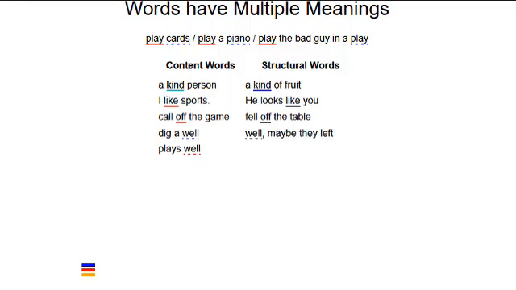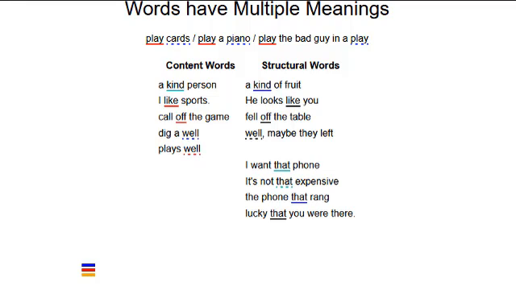The difference in meaning here is related to the difference in content words and structural words. Nouns and verbs are mostly content words. Content words have intrinsic meanings. Pronouns and prepositions are structural words. Their meaning is more dependent on other words.